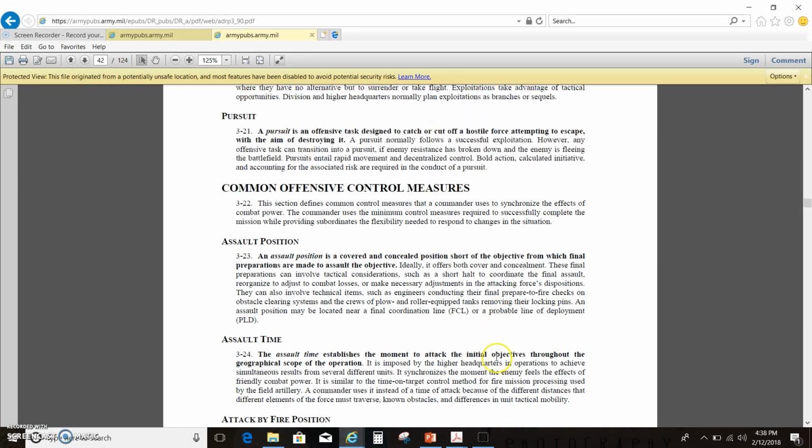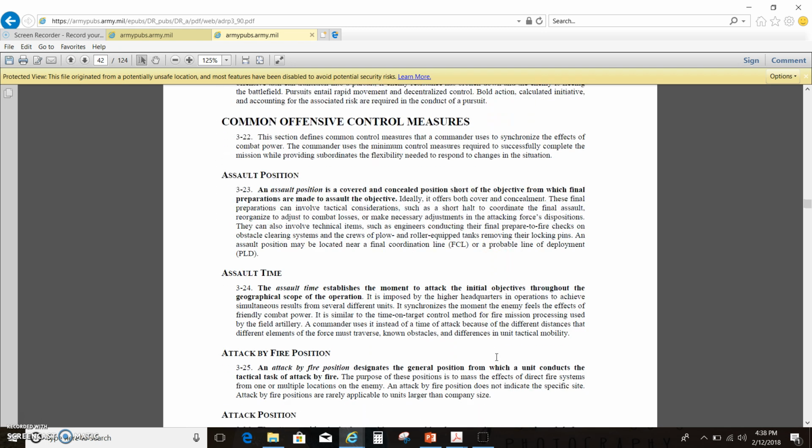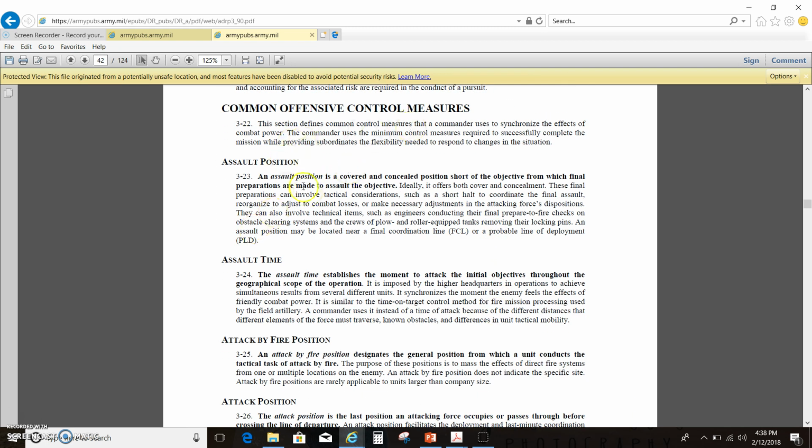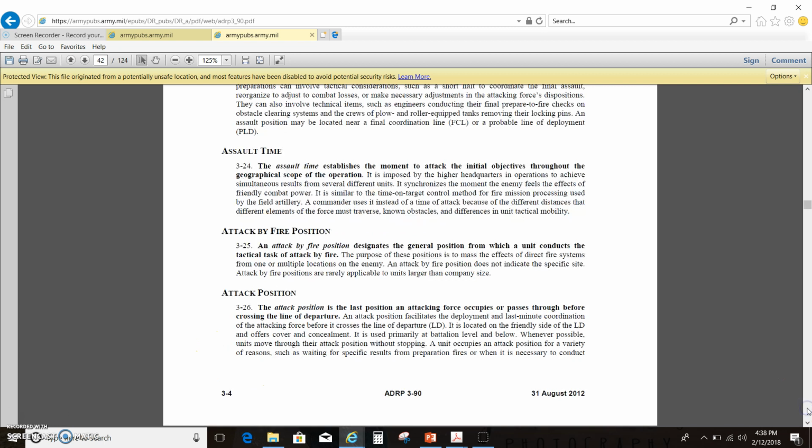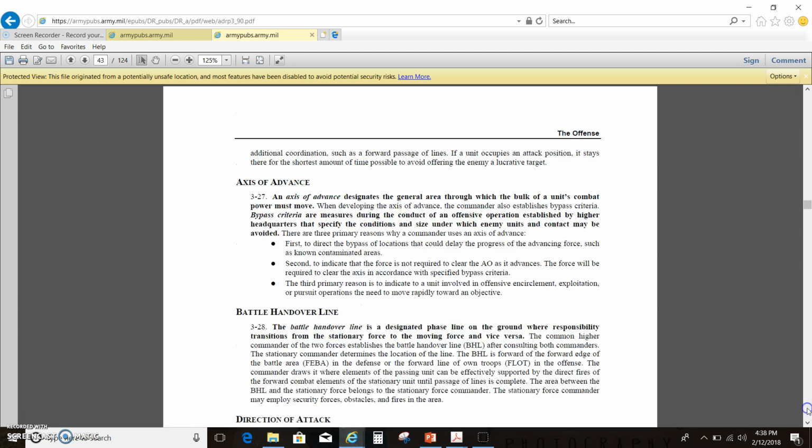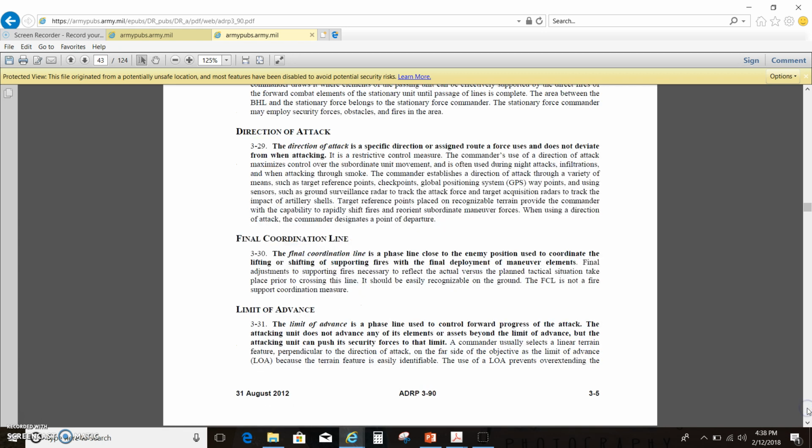All right, and then there's some additional definitions there. All right, control measures, assault positions, assault times, attack by fire. So you could read that. All right, it's pretty amazing what reading will do for you as far as learning these concepts. So give it a try sometime.